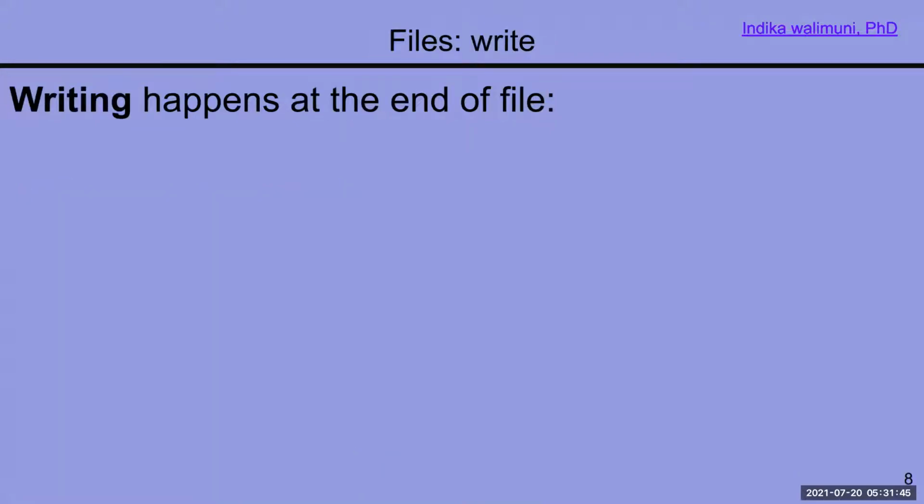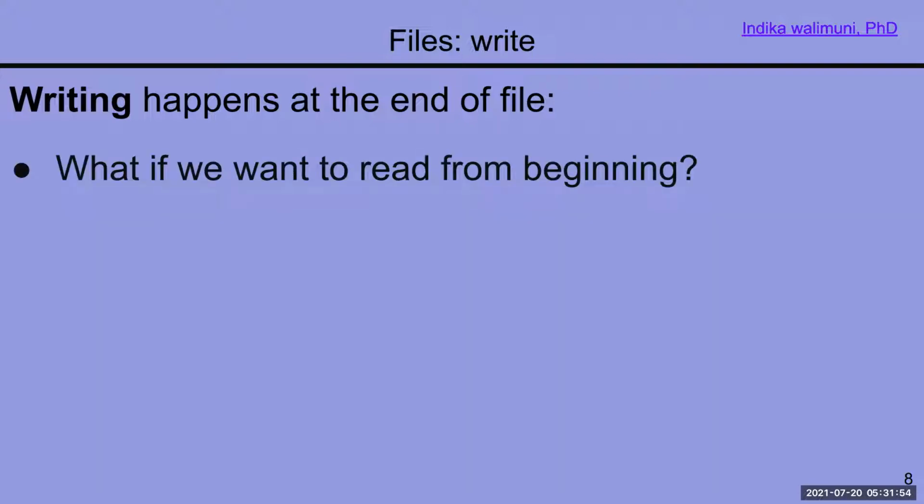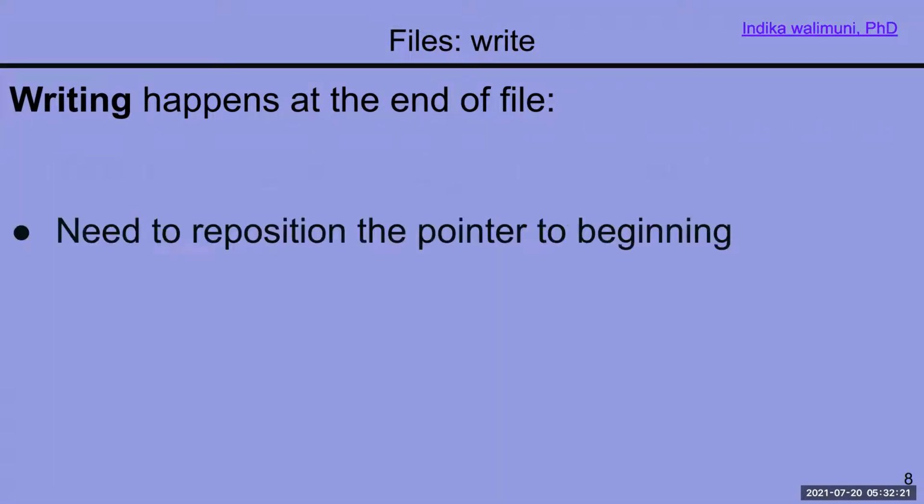We already saw that writing happens at the very end of the file. We'll verify anyway. What if we want to read from the beginning now? We know there's a mode for reading and writing both, A plus. But when we write, the file pointer is now sitting at the end, so if we try to read, there's nothing to read. So what if we want to read from the beginning? There has to be a way to do that. That means we need to reposition the file pointer to the beginning.